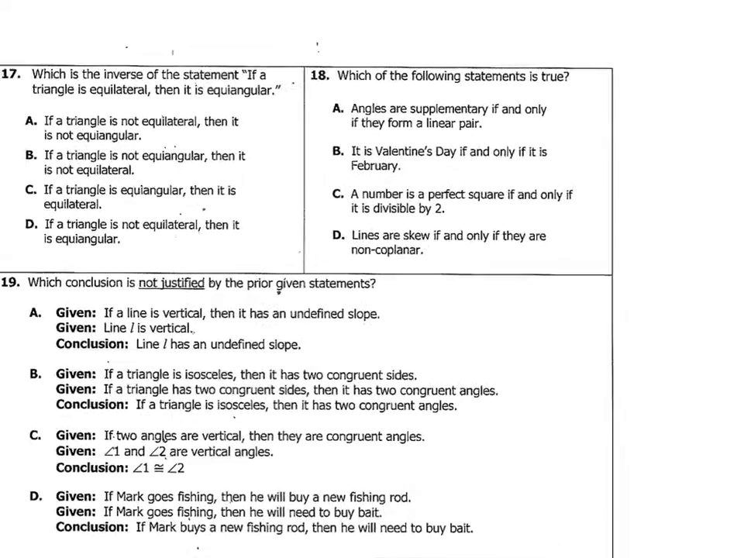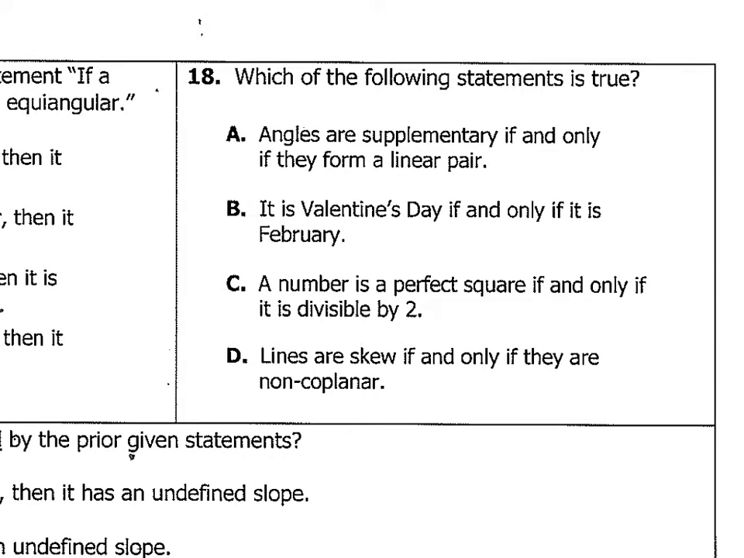Okay, on to page 3. Which of these following statements are true? Angles are supplementary if and only if they form a linear pair. So like a linear pair would look like this. Do they have to be a linear pair in order to be supplementary? Again, which of these are true?